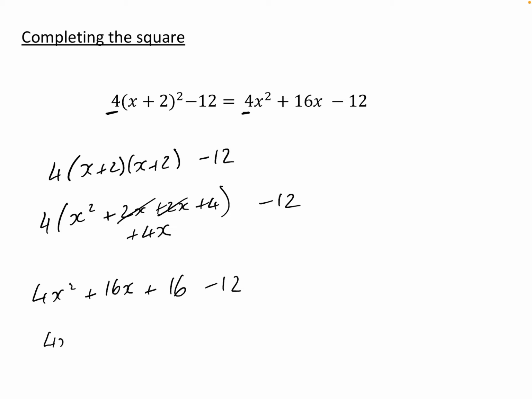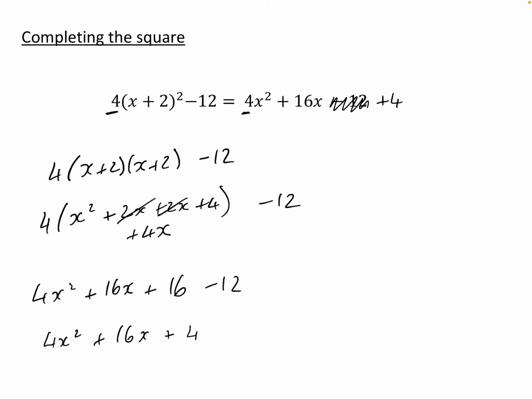We'll now get 4x squared plus 16x plus 4. And I do apologise, it looks like I've made that common error and I've written this number out wrong and I typed it earlier. Okay, so it should say plus 4 on the end there.